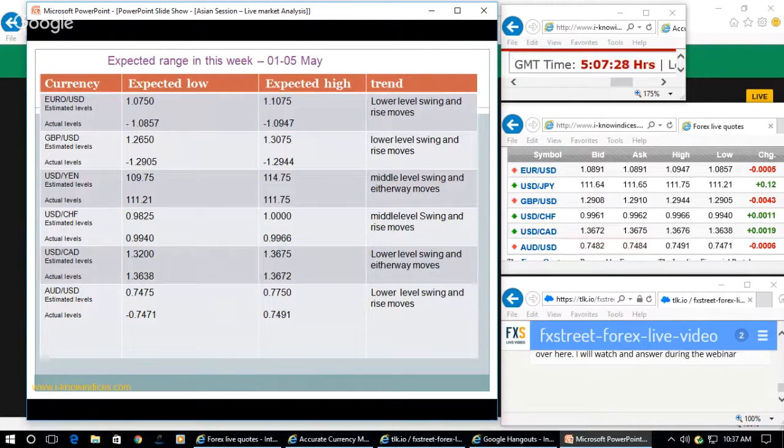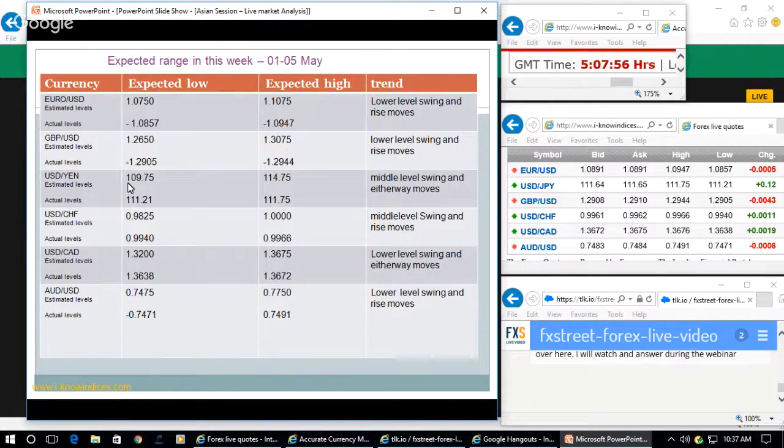Euro could come down to 1.0750 and the high could be 1.1075. Then again GBP could come down to 1.2650 and then it could set the high as 1.3075. They are all mathematically derived levels based on the limitations of the players.